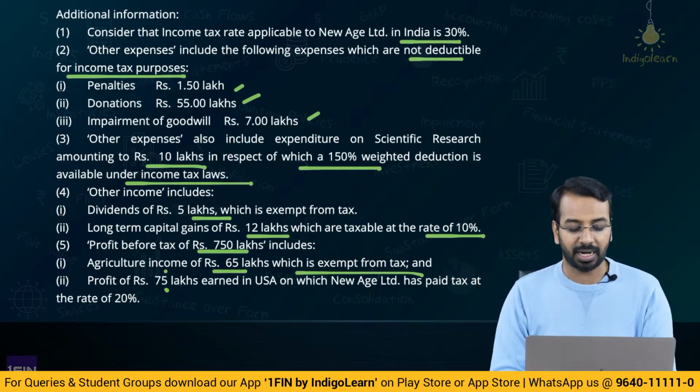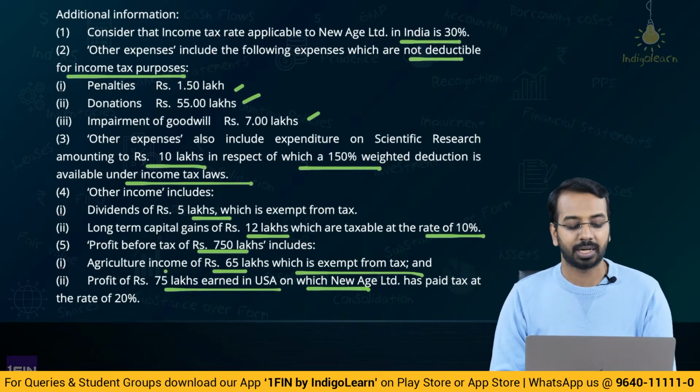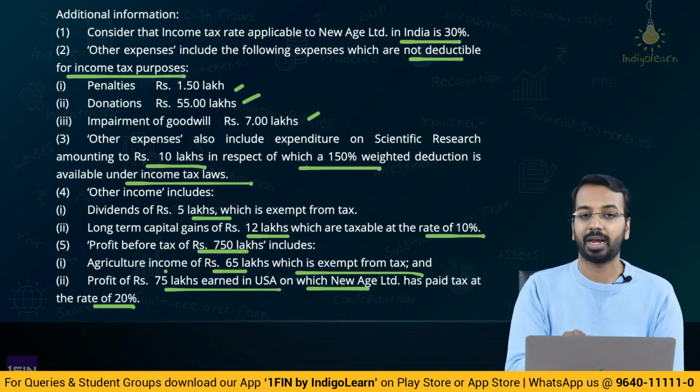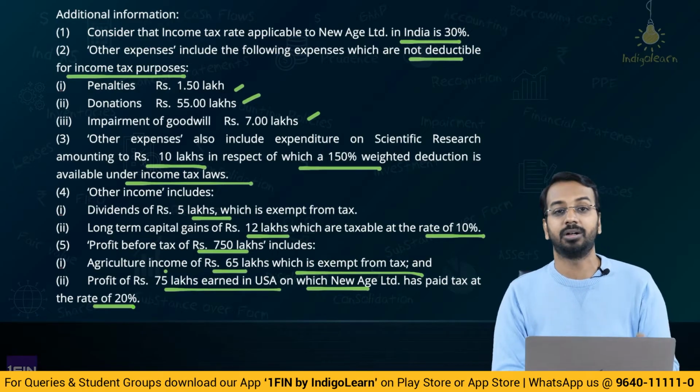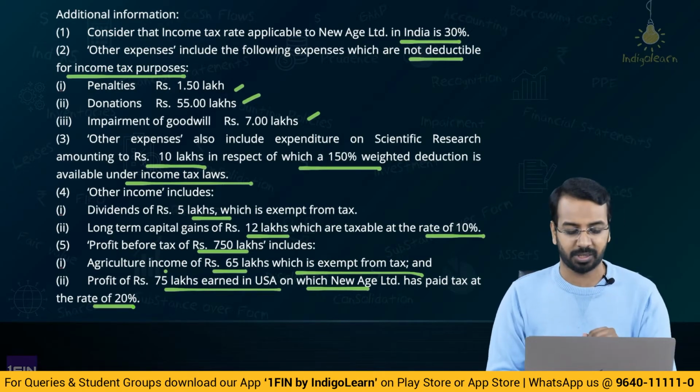And profit of 75 lakhs earned in the US, on which New Age Limited has paid tax of 20%. So on 75 lakhs, they have paid tax at the rate of 20% only. So these are all the items which we have to consider while calculating tax expense, right?